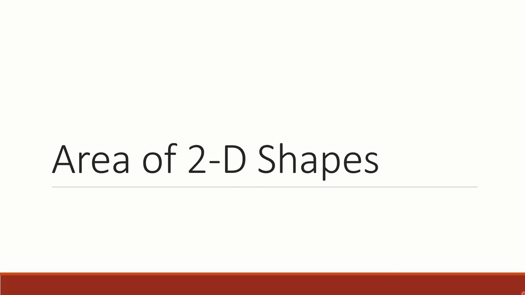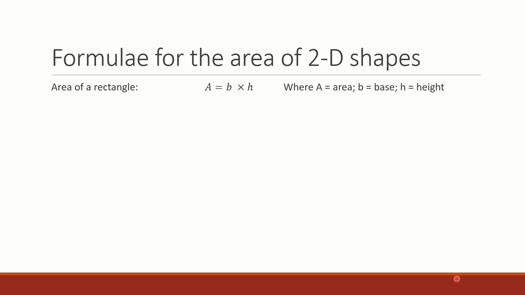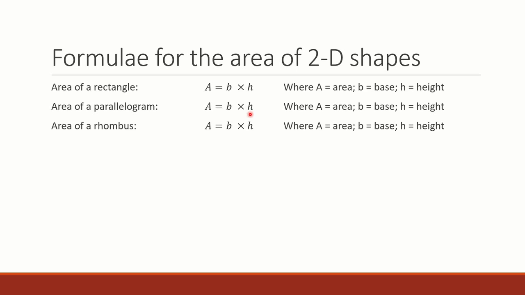Let's have a look at the area of 2D shapes. The first thing is to have a look at all the formulas. Let's do a quick review of that. The area of a rectangle, A equals B times H, where A is the area, B is the base, and H is the height. A parallelogram has exactly the same formula, A equals B times H, as well as the rhombus, A equals B times H.